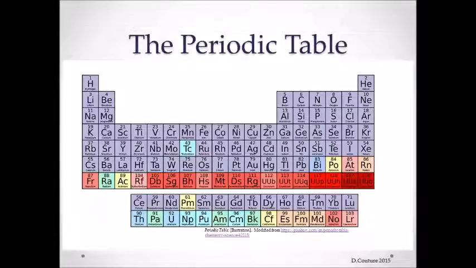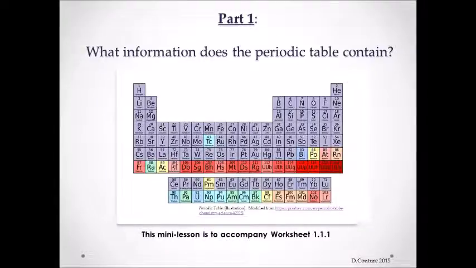This here is a periodic table. It might look really complex and very daunting, but in reality it is very well organized and simple to understand once you know how it's made. So what we're going to be doing today is trying to find out what information the periodic table contains.